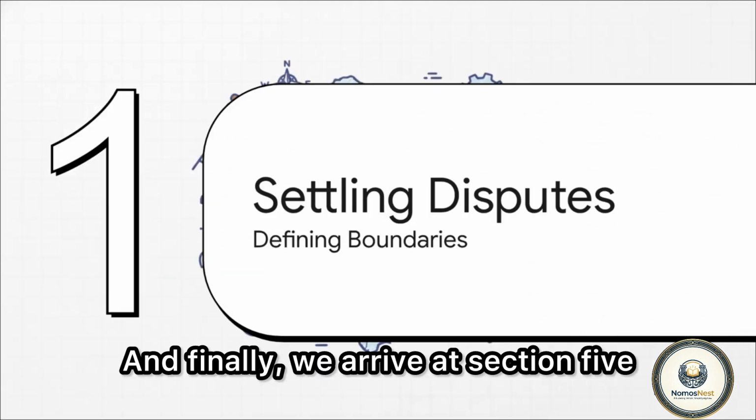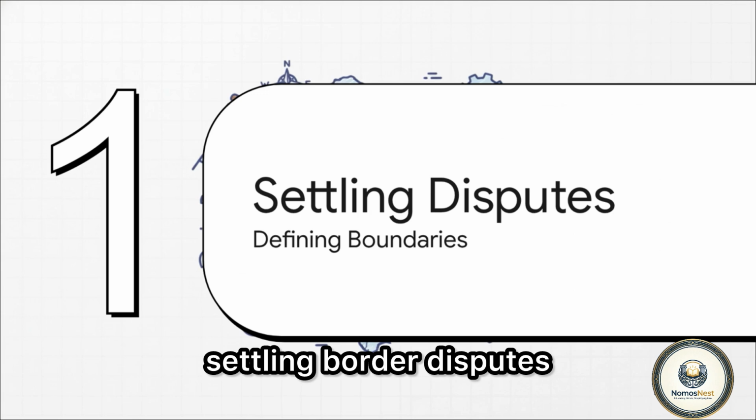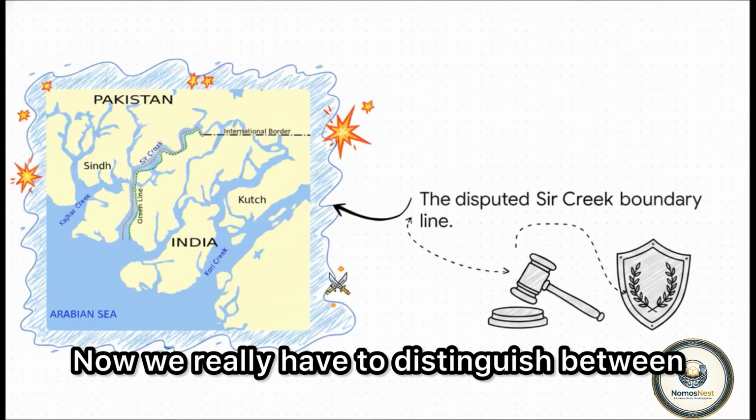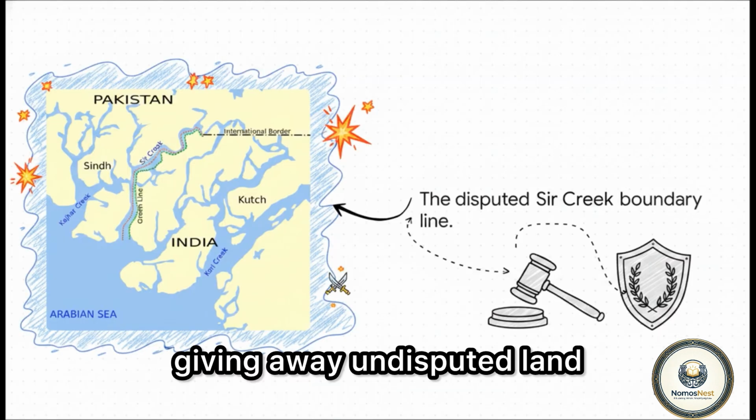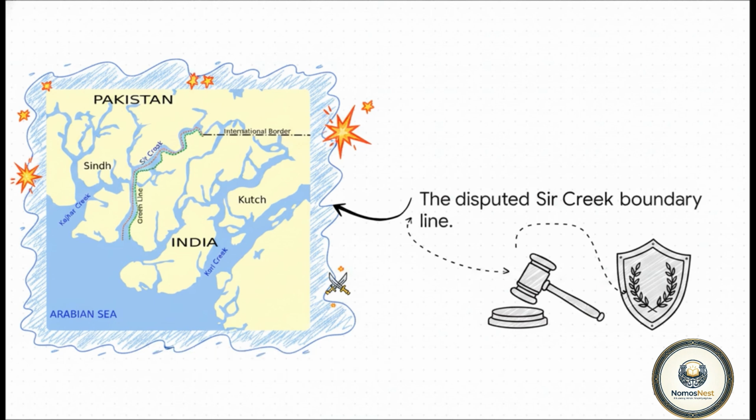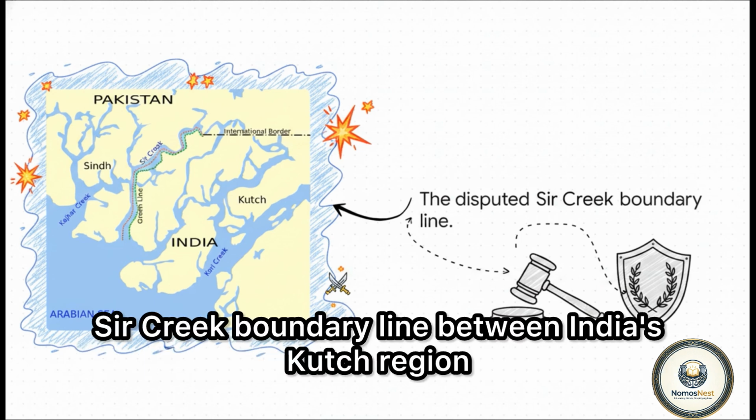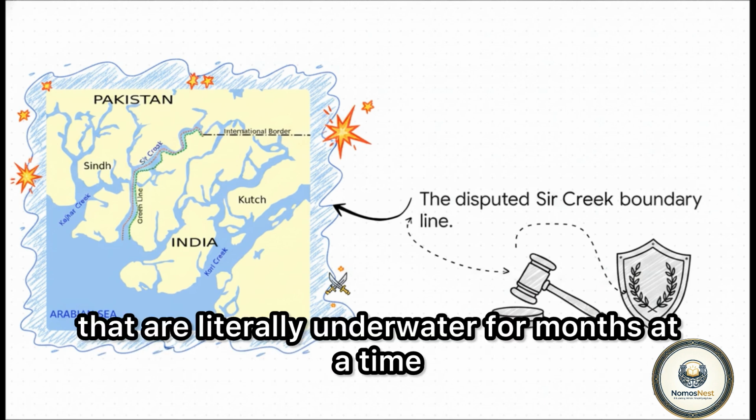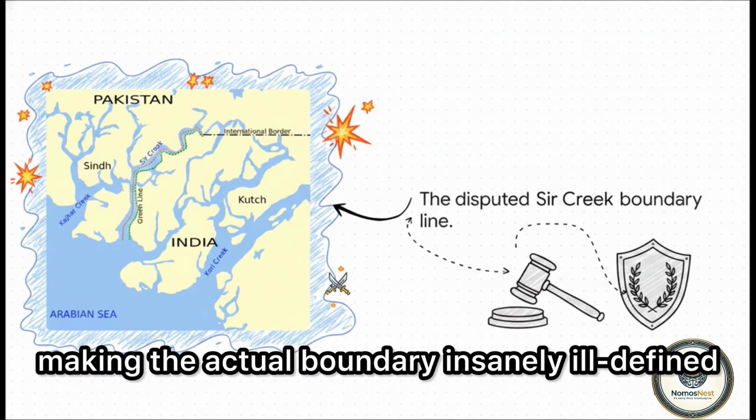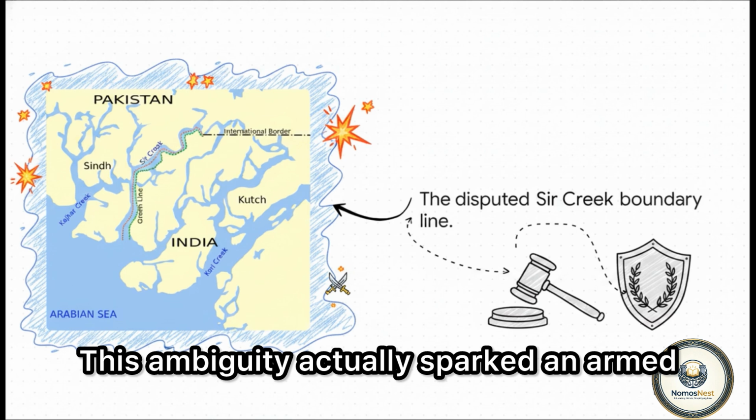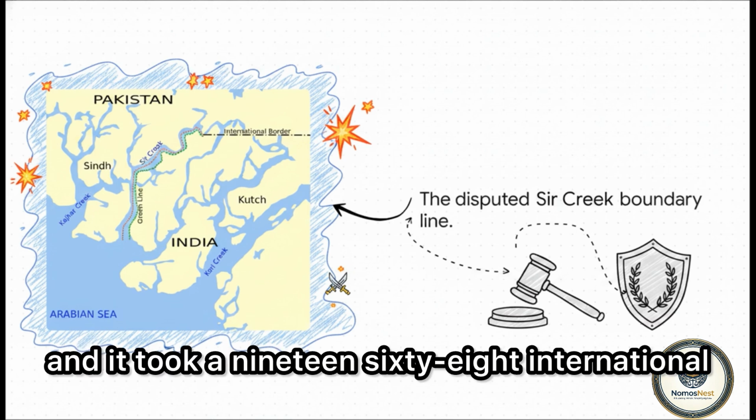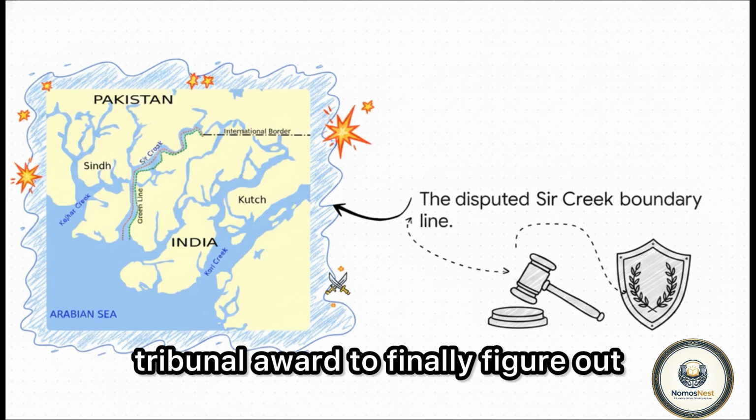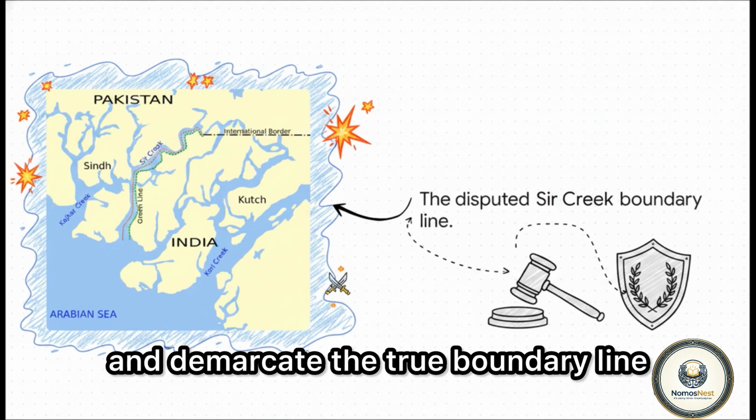And finally, we arrive at Section 5, Settling Border Disputes. Now, we really have to distinguish between giving away undisputed land and just settling a blurry dispute. Take the incredibly fluid geography of the Sir Creek boundary line between India's Kutch region and Pakistan's Sindh province. We're talking about shifting marshlands that are literally underwater for months at a time, making the actual boundary insanely ill-defined. This ambiguity actually sparked an armed conflict back in 1965, and it took a 1968 International Tribunal Award to finally figure out and demarcate the true boundary line.